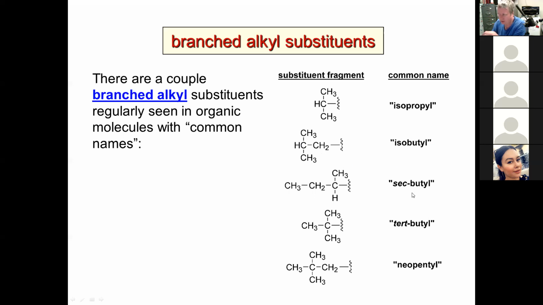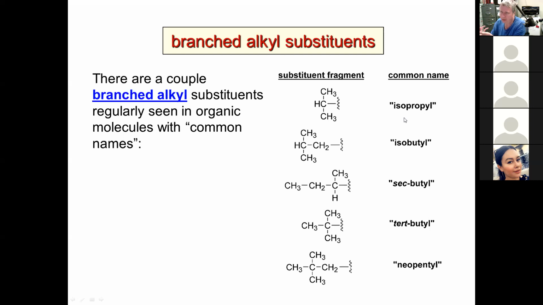Sec-butyl is yet another one where you have 4 carbons and you attach off the second carbon. Sec-butyl is another butyl. We have a couple of butyls: isobutyl and sec-butyl. What about this weird one? Tert-butyl. It's yet another one where we have a carbon with 3 CH3s on it. And then neopentyl is one more. It's the same thing as tert-butyl with an extra CH2 on it. So these are weird, right? It's a little weird. You're going to get used to seeing these.